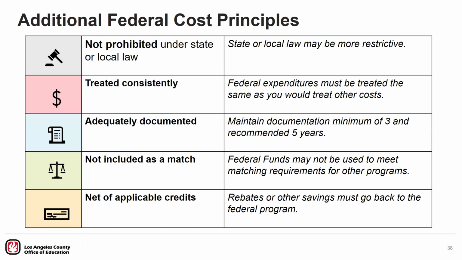And here we're looking at highlighting some additional federal cost principles. For example, not prohibited under state or local law means you can't do something that's illegal in your state with federal money. And sometimes, as you've heard before, some state or local laws may be more restrictive. Treated consistently means that policies and procedures must be applied in the same manner when reviewing, negotiating, or approving direct or indirect costs, so that variations in the treatment of costs using federal funds do not occur as compared to cost considerations using other funding sources. The LEA must apply the same rules and procedures to federal funds as other funds. You can't apply different rules to your federal money.